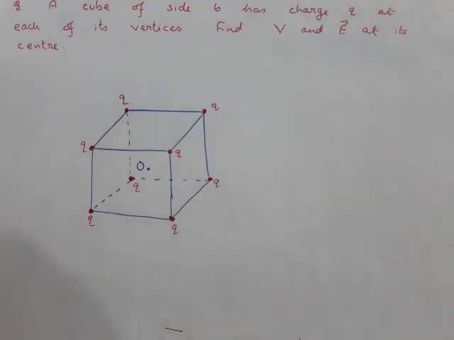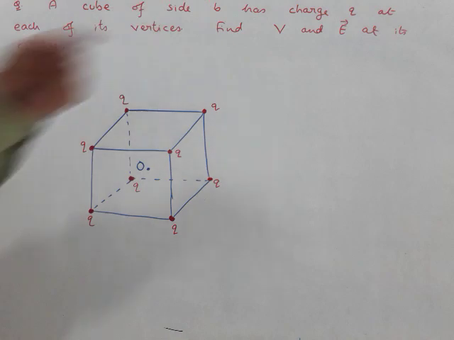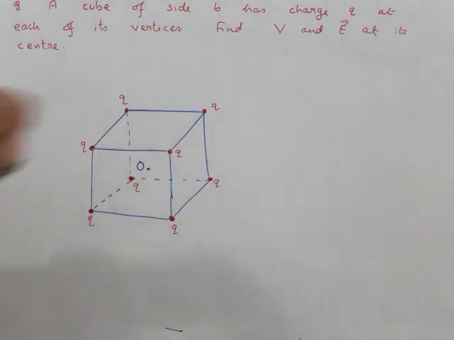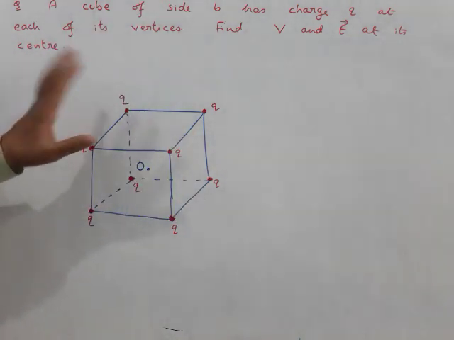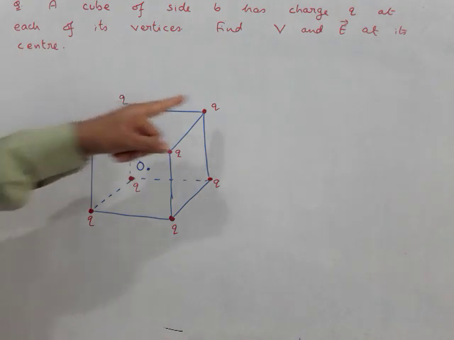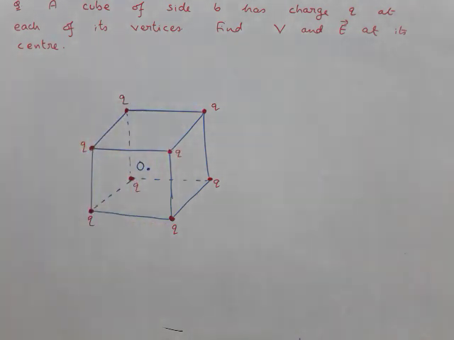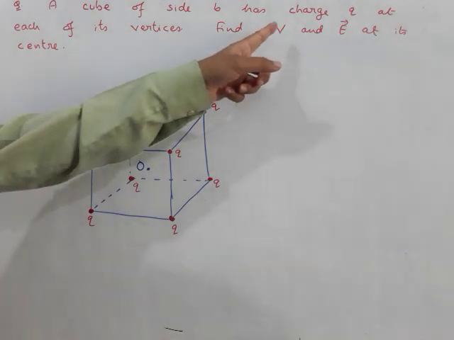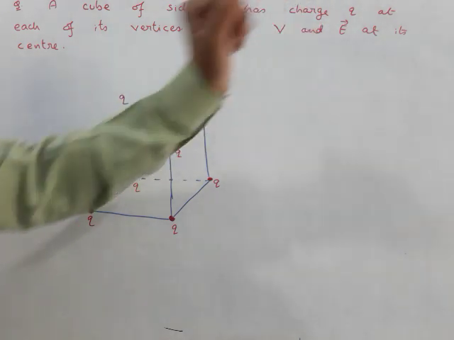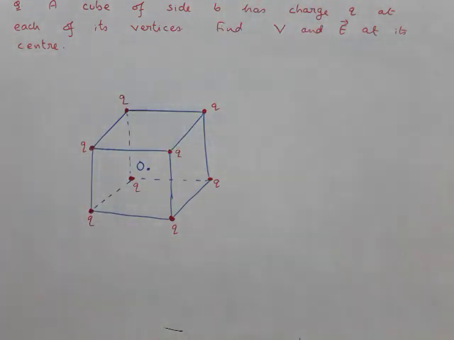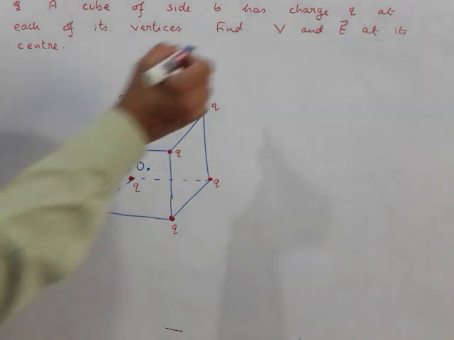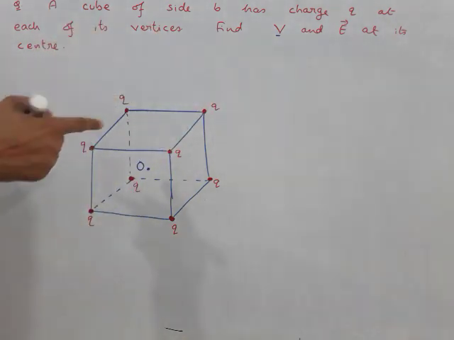Consider this next question. In this question it is given that there is a cube of side B. So all the sides, all the edges are B. Charge Q, 8 point charges, Q each are placed at its vertices. You have to find the electrostatic potential V and electric field at the center of this particular cube. How to find electrostatic potential? See, it is scalar quantity. Just add the potentials for all the charges at the center.